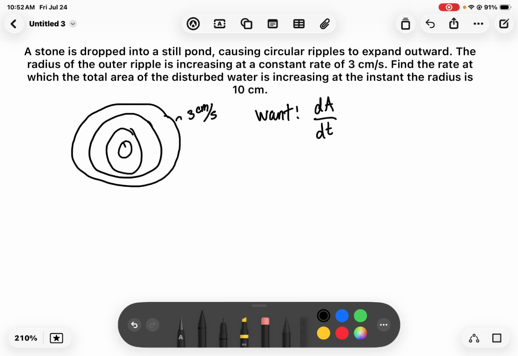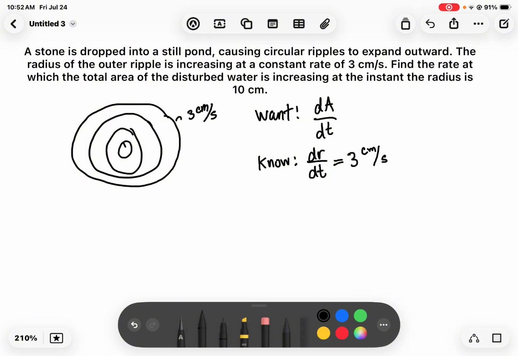So how do we do this? Well, first we have to find an equation that relates what we want to what we know. So what do we know? Well, we know that the radius of the outer ripple is increasing at a constant rate of 3 centimeters per second. So we know that dr/dt is equal to 3 centimeters per second.